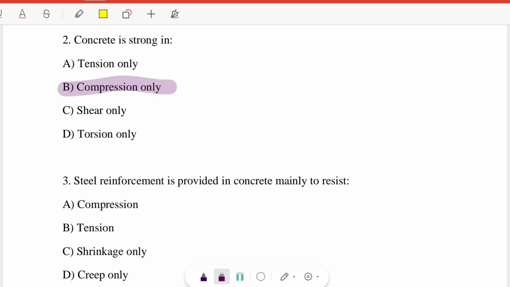Next question, steel reinforcement is provided in concrete mainly to resist option A compression, option B tension, option C shrinkage only, option D creep only. So we already know the concrete is strong in compression, so weak in tension, so we have to provide the steel reinforcement for tension purpose. So the correct answer is option B, tension.